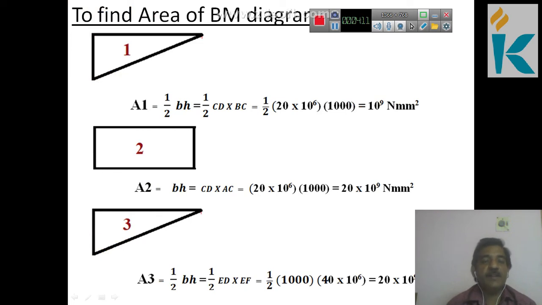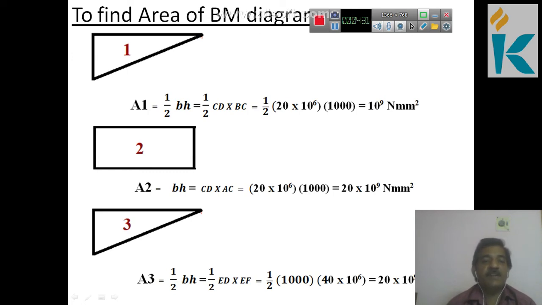You split the total diagram into three portions: two right angle triangles and another one is a rectangle. You give the naming as 1, 2, 3. The first one is a right angle triangle. For that we are going to find the area. A1 is the term we are using for finding the area of the first portion.